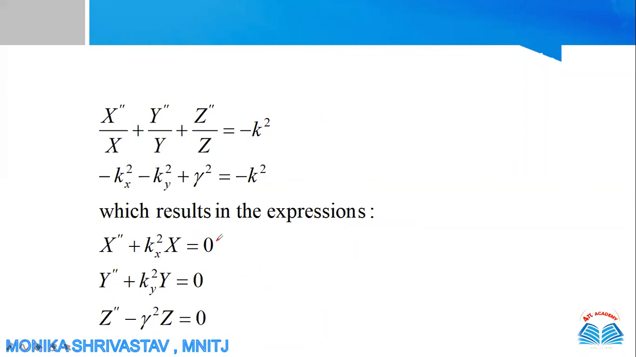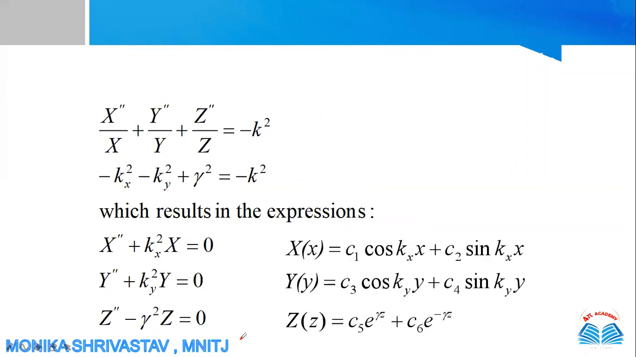And these are some specific results we can get from the equations above. So X(x) will be c1 cos kx x plus c2 sin kx x. Y(y) will be c3 cos ky y plus c4 sin ky y. Z(z) will be c5 exponential gamma z plus c6 exponential minus gamma z.